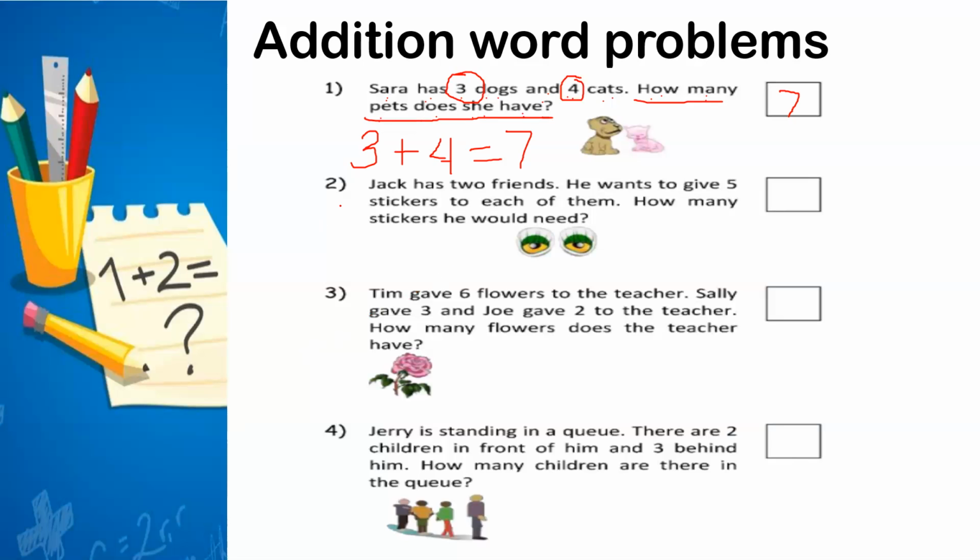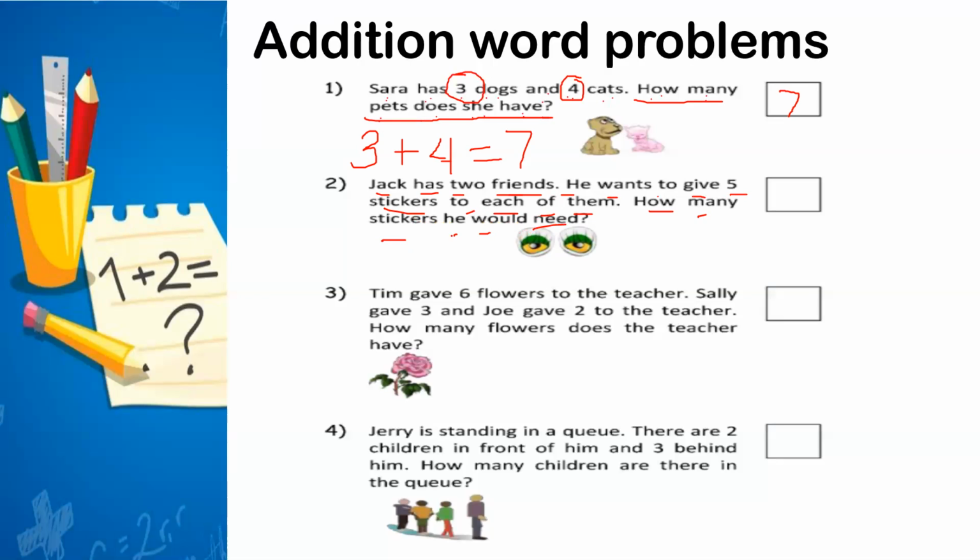Now let's answer. Okay. Let's read the problem number 2. Jack has 2 friends. Okay. Jack has 2 friends. He wants to give 5 stickers to each of them. Okay. How many stickers would he need? Okay. So 2 friends, guys. So 2 friends. This is a little tricky.